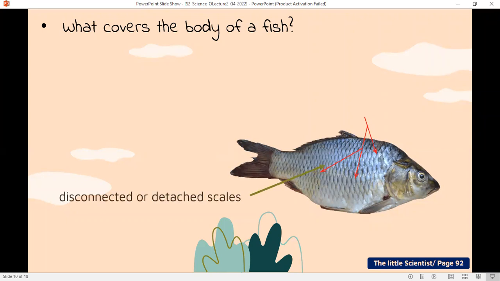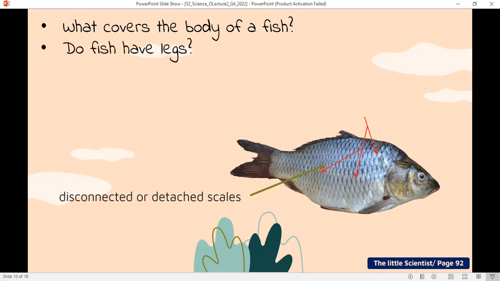These scales are called disconnected or detached scales because they are not connected to each other. You can take out the scales one by one. They are not connected to each other. So fish are animals covered by detached or disconnected scales.